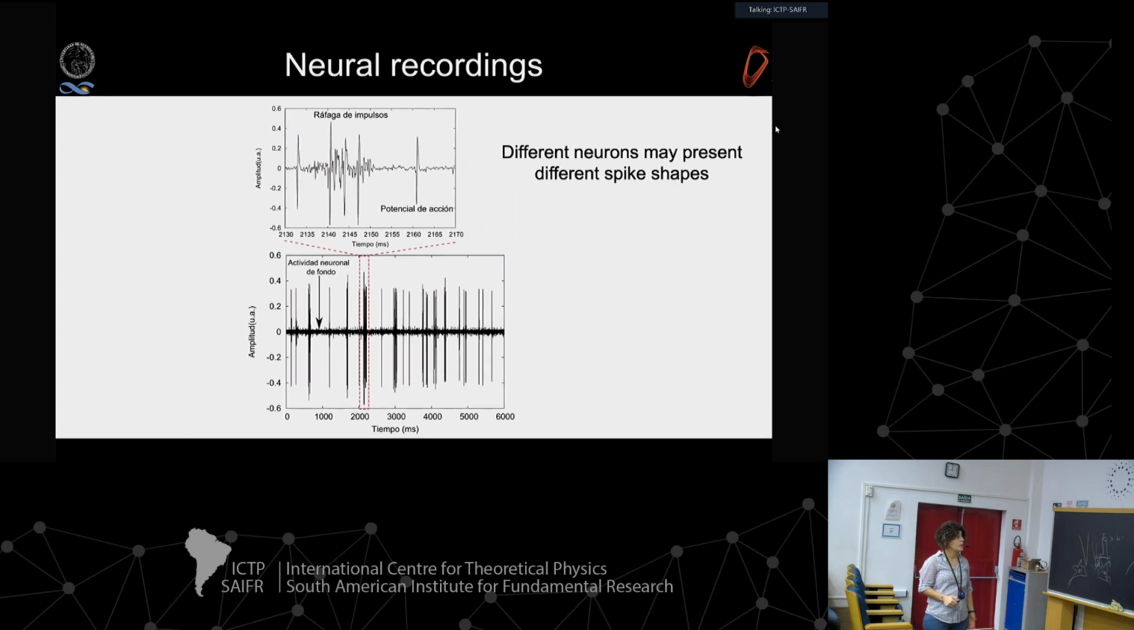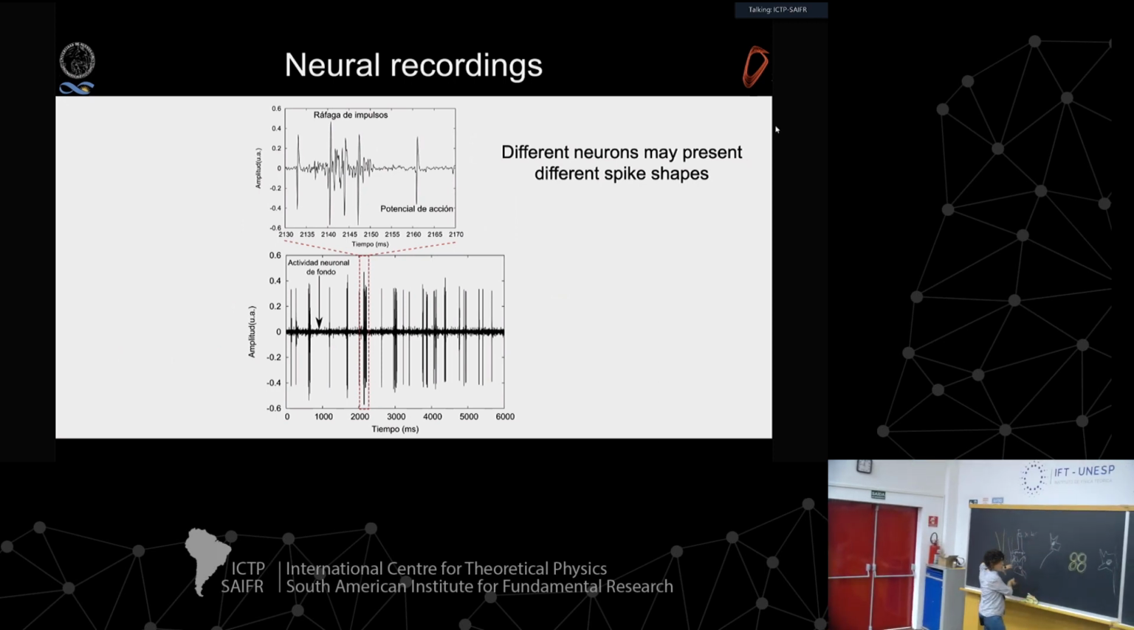But then if you look at another example, if you zoom in, you also can see that you have different shapes. It can only be because if you don't have such clear data, what generally happens is that all the spikes are more or less the same amplitude, because your neurons here are kind of far away.